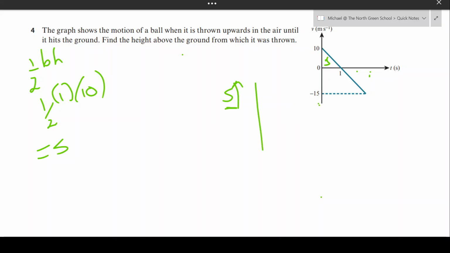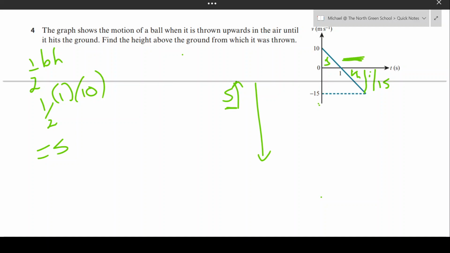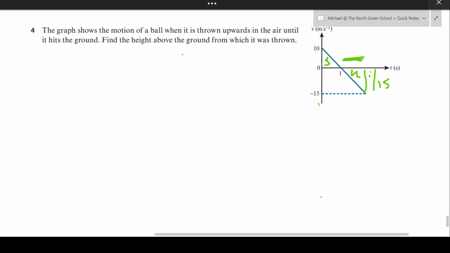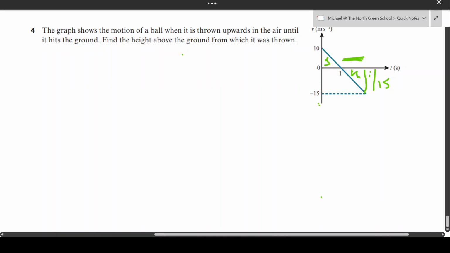Now we need to figure out what about when it was coming down. How much did it cover? So we need to find the area of this triangle down there. Well, we have the height of this triangle. If you can see carefully, the height is 15. But we need to figure out what this base is. We don't know what that base is. So let's try to figure it out. We're going to use the SUVAT equations for that. So the first thing we want to do here, just write down SUVAT.